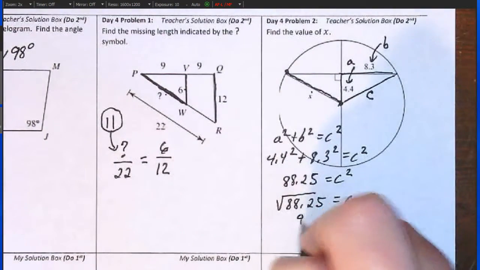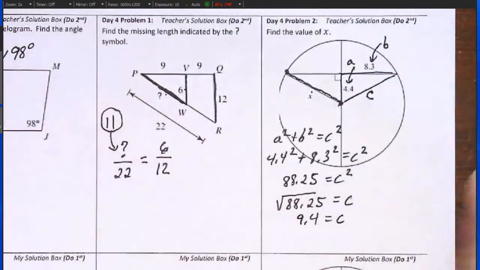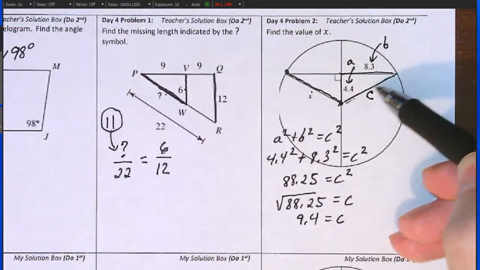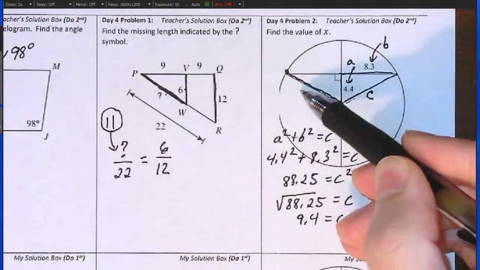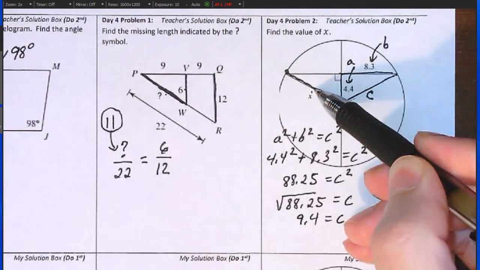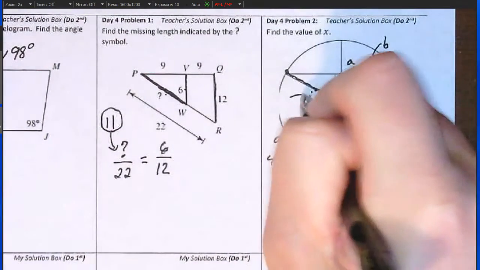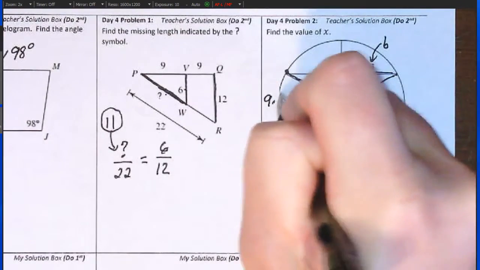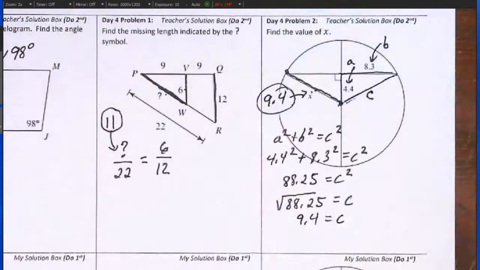This is 9.4. If this segment here is 9.4 units, then this radius is also 9.4 units. And so x is 9.4.